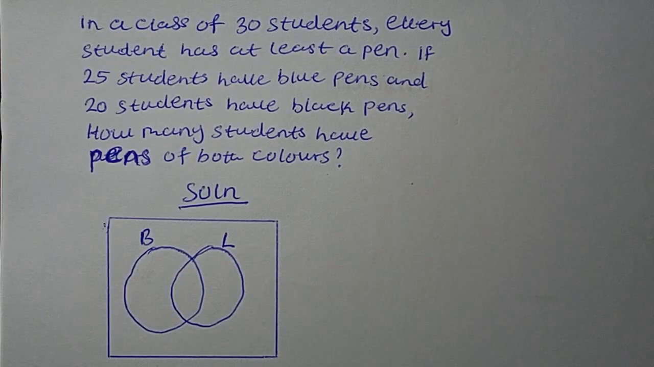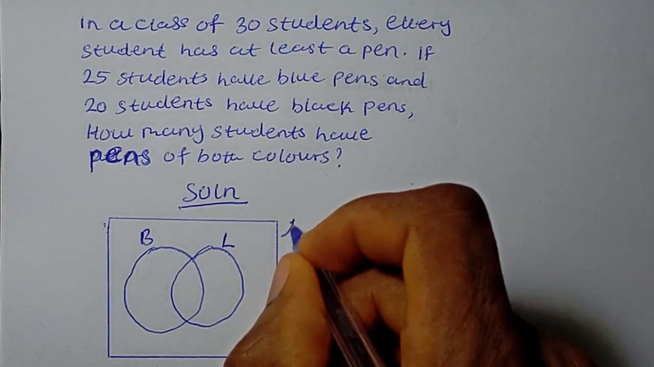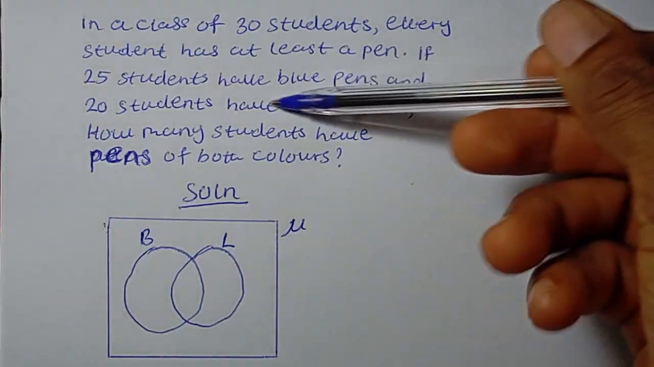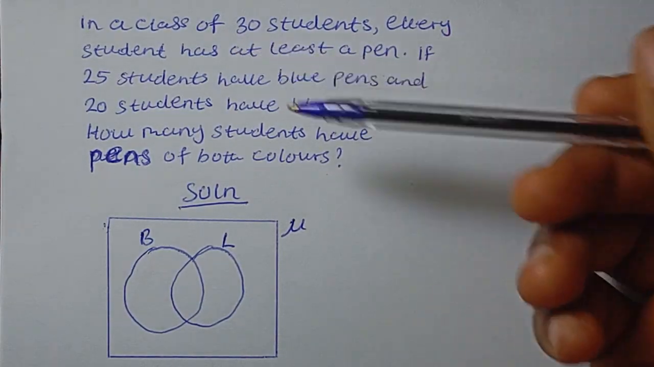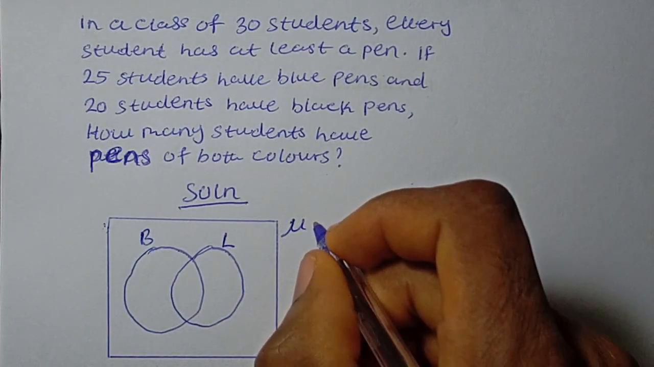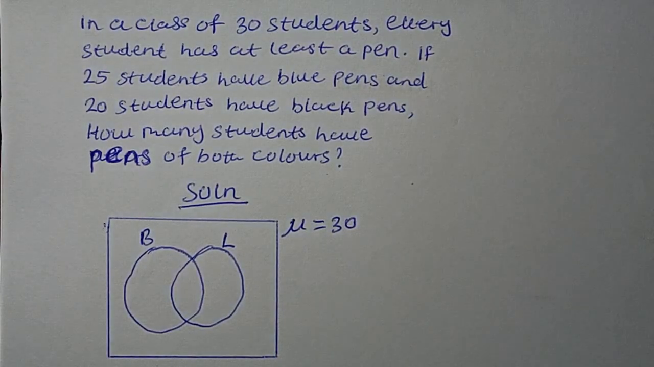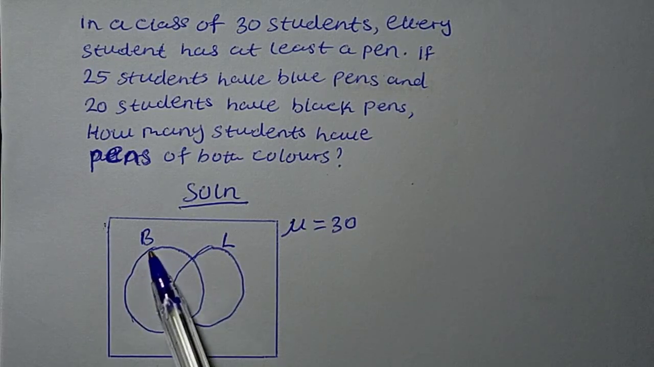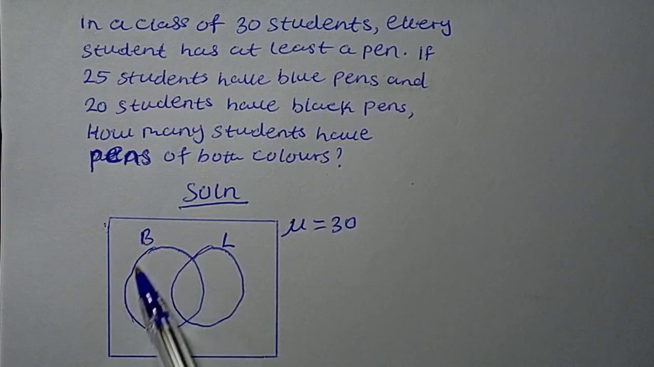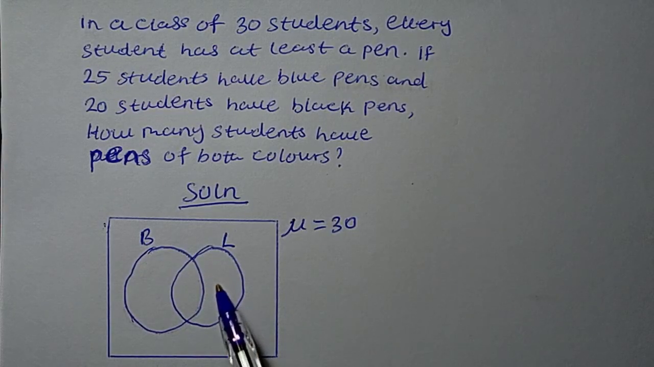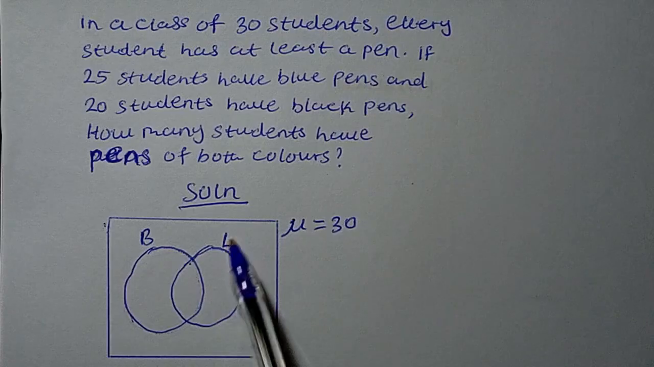Then we have the universal set, which is the total number of students in the class. Your universal set will be equal to 30. If 25 students have blue pens, that means the whole of this is 25. But this particular place is shared with L.